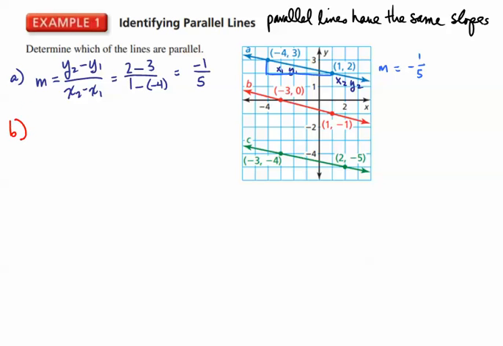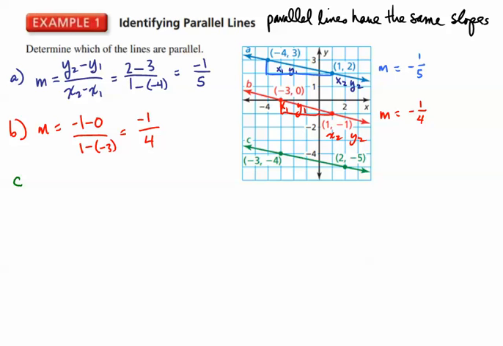B, the red line. We have m is equal to, let's label our points, x1, y1, x2, y2, and we have negative 1 minus 0 over 1 minus negative 3, and so we have negative 1 over 4. So for the red line, the slope is negative 1/4. We can confirm that. Go down 1, right 1, 2, 3, 4.